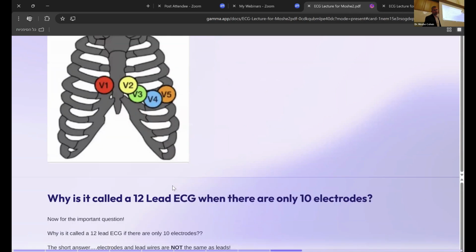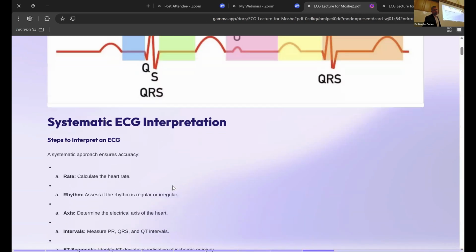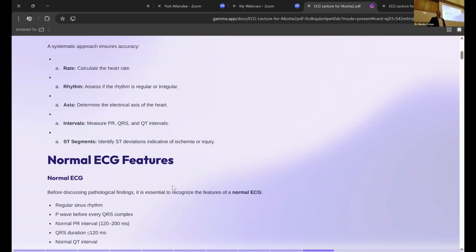We said rate, rhythm, axis. Then we look at the intervals. Remember we mentioned the intervals? PR interval, QT interval, TQ interval. So we look at the intervals and the QRS, of course. Why would we have a prolonged PR interval? I remind you, PR is a delay in depolarization because the AV node is a bad conductor.